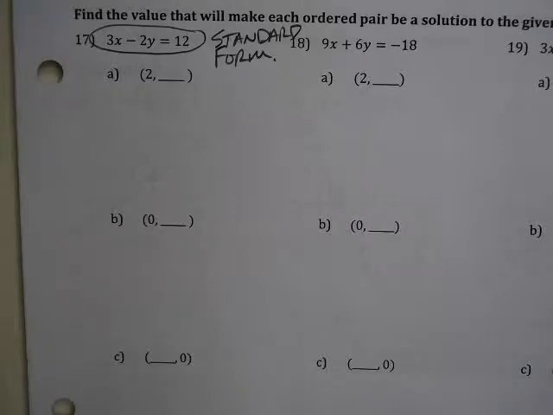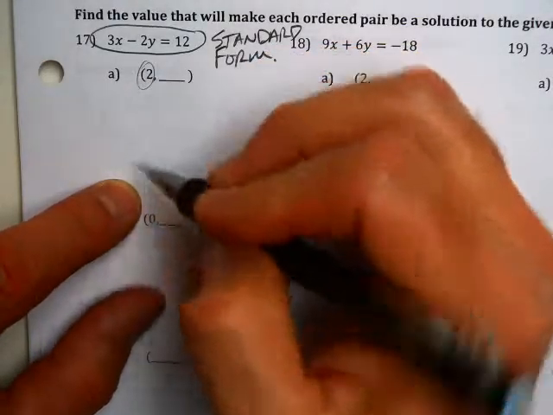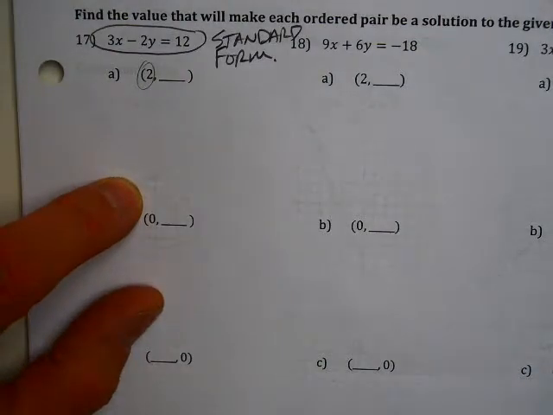I know it's linear. Does anybody know why I know it's linear? Yeah. There's no exponents. Exactly. There's no exponents. So it's linear. It's going to make a straight line. So what they're telling me here is when x is 2, what's y?